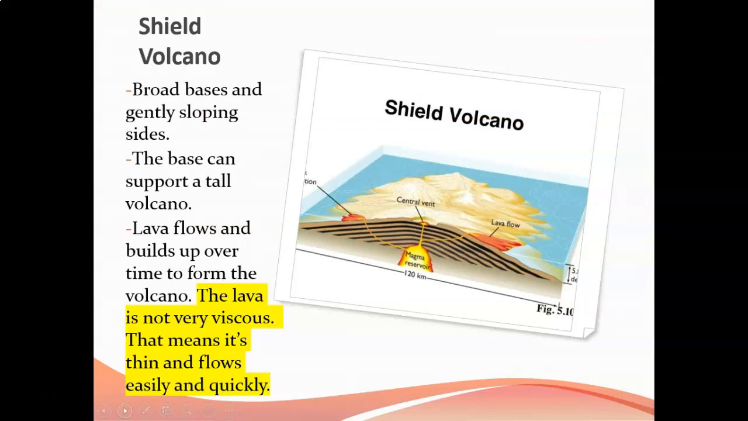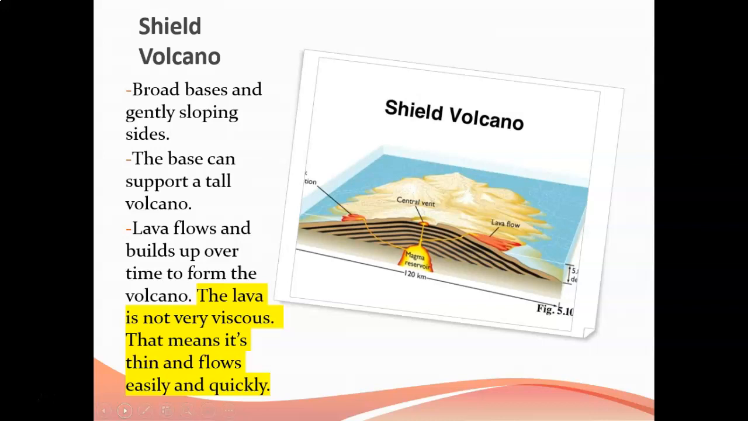Now we're going to take a look at shield volcanoes. Shield volcanoes have really broad bases and the slopes are not steep. They're very gently sloping. These shield volcanoes are much, much larger than the cinder cones we just looked at. Because the base is so wide, the volcano can be very tall, and sometimes it's deceptively tall. It doesn't look that tall because it's not steep, but it can actually be quite tall.